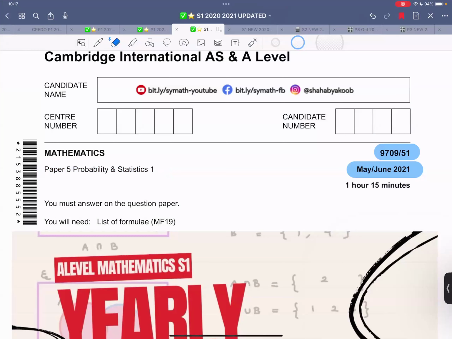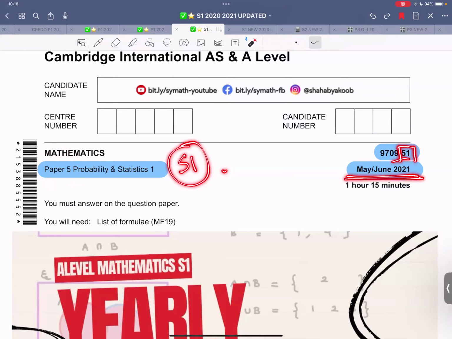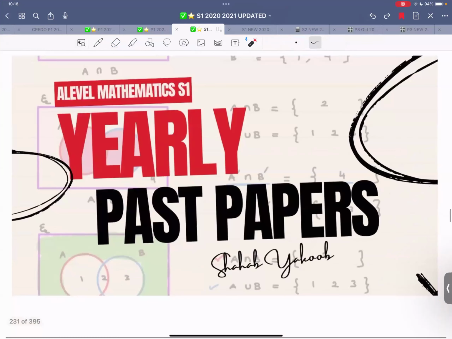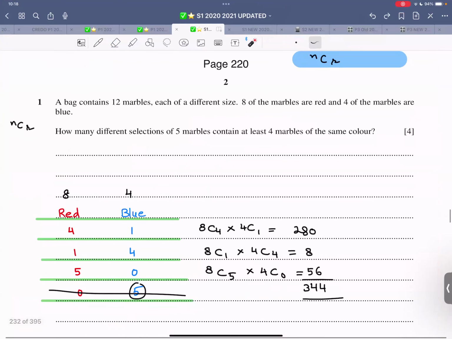In today's video, we are focusing on this particular paper, which is paper 5, popularly known as S1, and it's of May-June 2021, variant 1. Now, let's look at the first question.